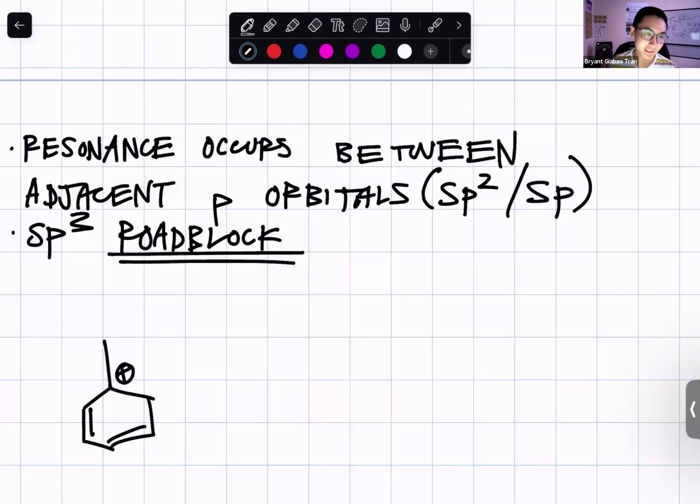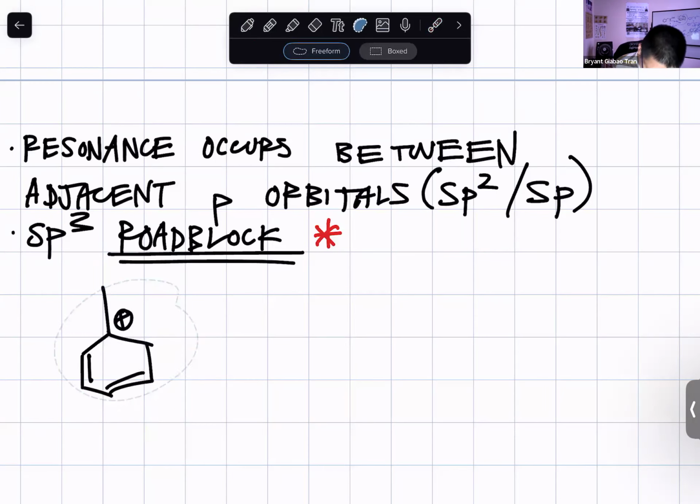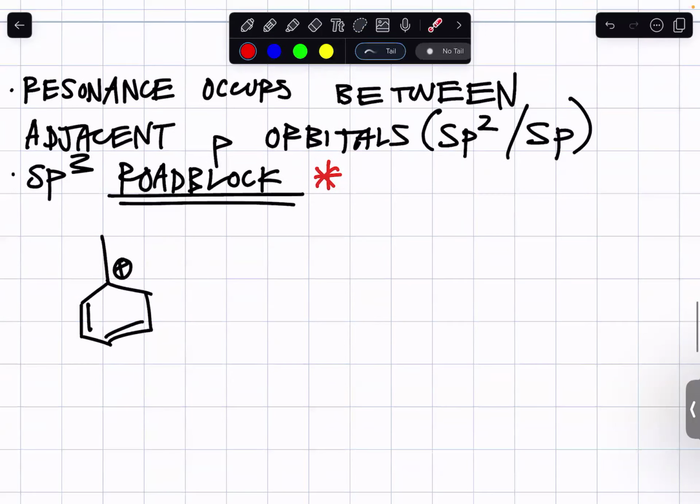But there is a scenario where you do have to worry about pairs of electrons, right? So I'm going to make a star here, and I'll go back to this concept right here. But for now, let's work on this example, and then after that, let's go over the tricky scenario.